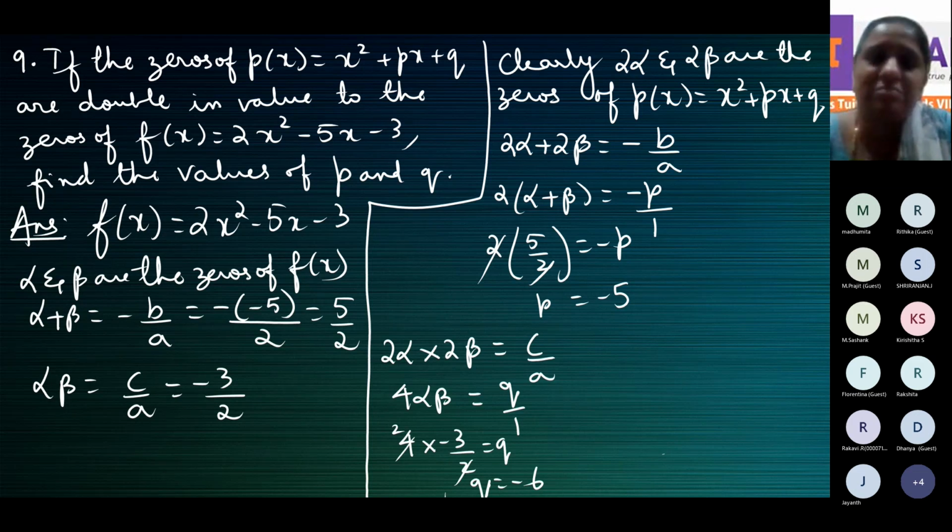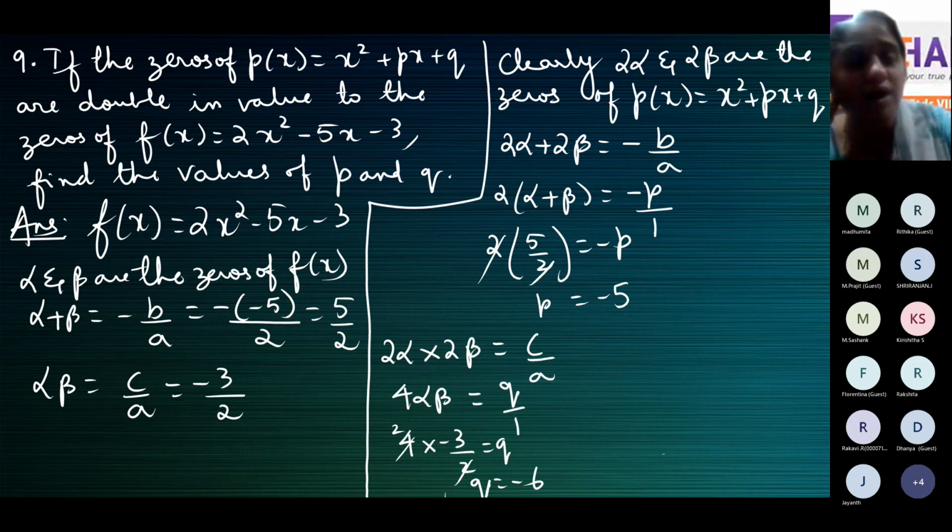So again find the same thing, the sum of the zeros. What is the sum of the zeros? Here the zeros are 2 alpha and 2 beta, so their sum will be 2 alpha plus 2 beta. And that's always equal to minus b by a, so that is minus p by 1. You can see that 2 is common, and then alpha plus beta, you can substitute 5 by 2. On simplifying that, we get p is equal to minus 5.